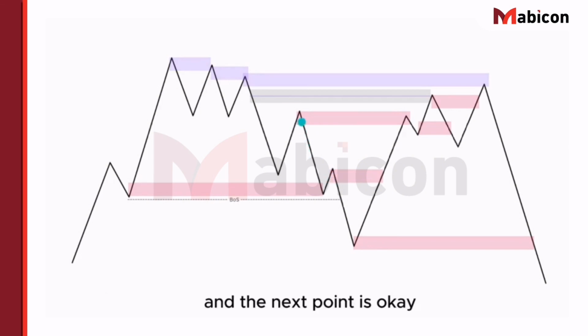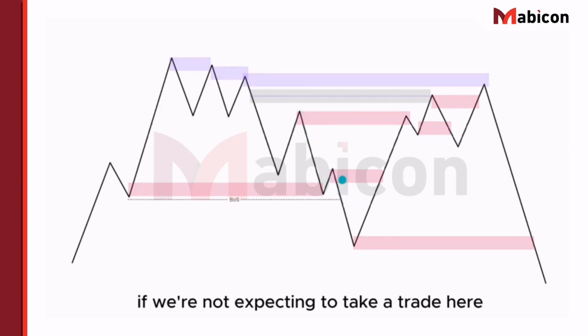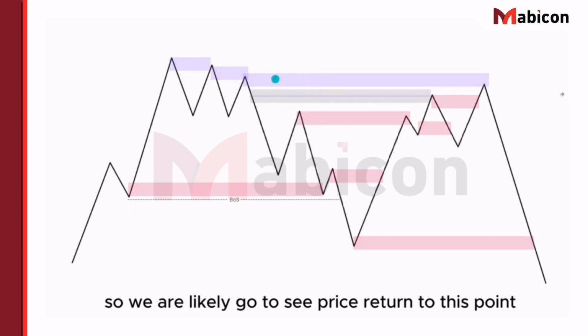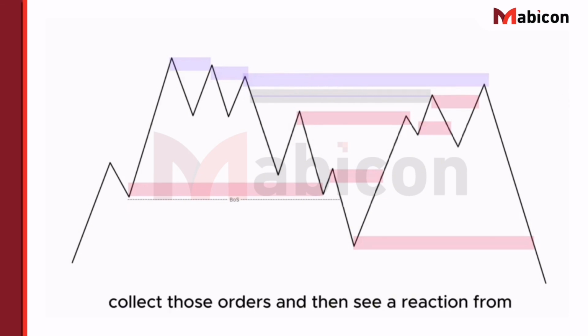And the next point is, okay, if we're not expecting to take a trade here, let's have a look at this zone here. Is there a reason for this zone to fail? Well, quite simply, there is. We have a fair value gap and we have an unmitigated order block. So we are likely going to see price return to this point, collect those orders, and then see a reaction from it.